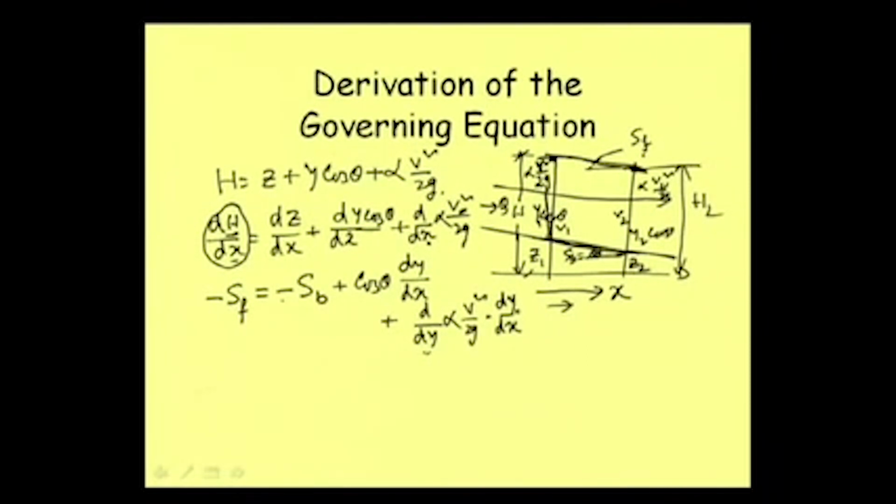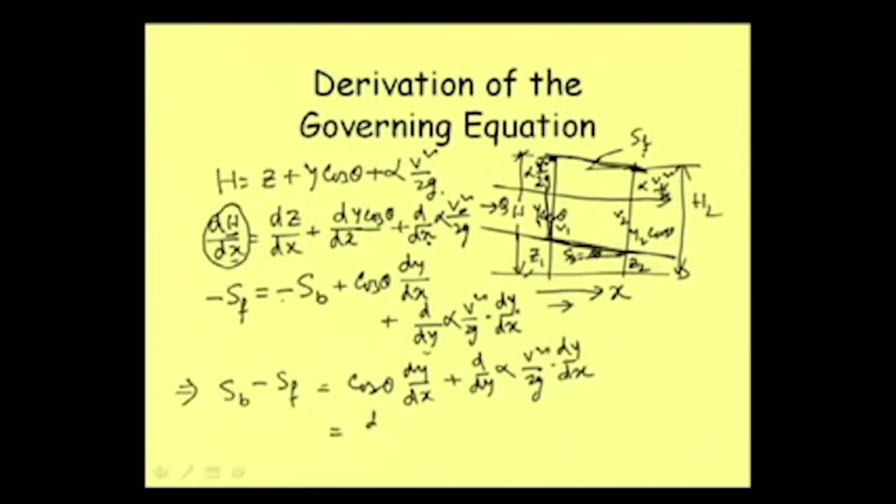Now, this equation we can have in this form: SB minus SF, SB I am bringing on this side, this is equal to cos theta into dy dx plus d dy of alpha v square by 2g into dy dx. And this we can further simplify now, putting all those assumptions.